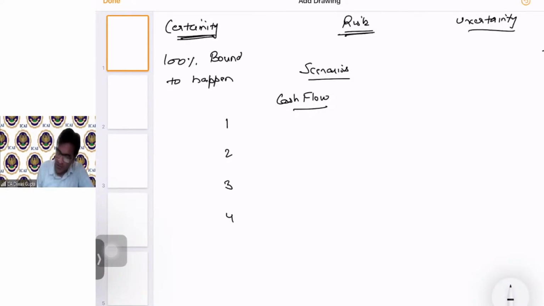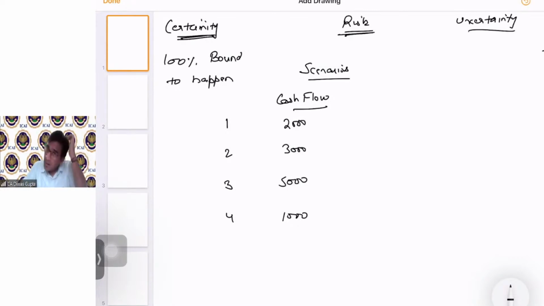The cash flow in the first scenario is likely to be 2000. This I'm just projecting because I know there are possible outcomes. Because it is a risky situation, I cannot say that this is bound to happen, right? So first scenario, 2000 rupees cash flow. Second scenario, 3000 rupees. Third scenario, 5000 rupees. And the last scenario, 1000 rupees.